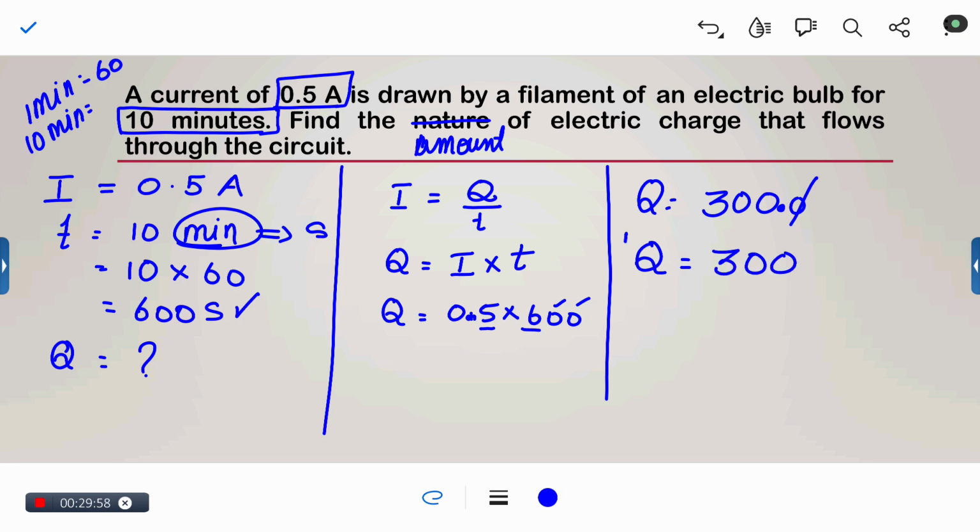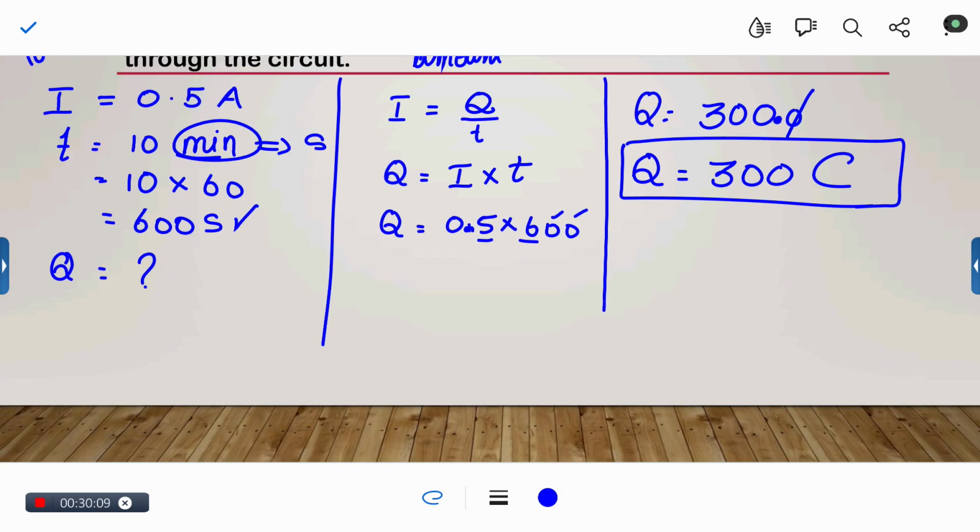Since it is a physical quantity, I need to write the unit. So what unit we need to write over here? Coulomb. Yeah. Coulomb is represented by the symbol C. Then what is how many charges then? 300 coulomb of charges are there.